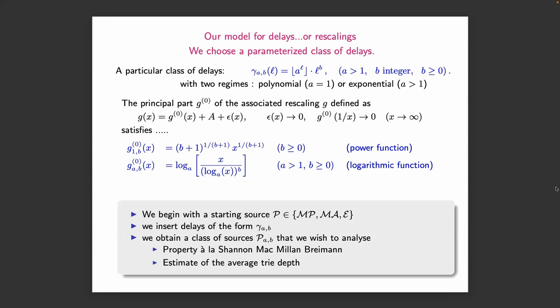Now it is possible to finish the analysis because I have defined the starting source. So there are either memoryless sources, possibly periodic or not periodic. I also define the delays and the rescaling that are related. And finally, I obtain a class of sources that I denote by P sub A B, with the starting source P and a delay gamma A B. I obtain a source which depends on the starting source and on the delay. And I wish to analyze these sources from two points of view: the Shannon-McMillan-Breiman property, or average tree depth.